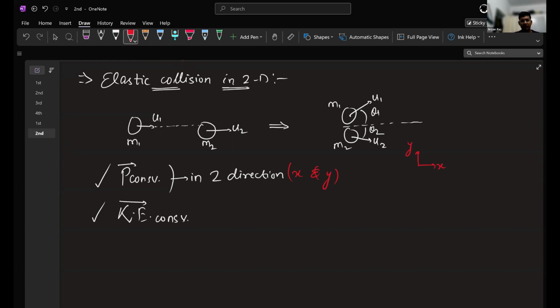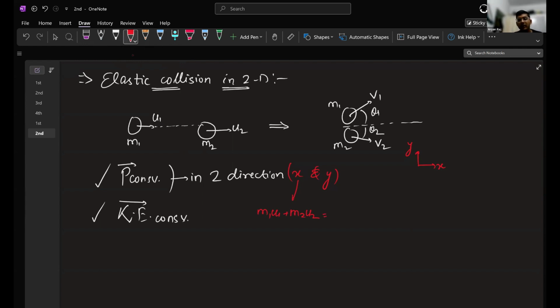So when we apply momentum conservation in the x direction, what will we write? The initial momentum in the x direction is m1 u1 plus m2 u2. Is that right? Pranav, initially only x direction velocity is there for these two blocks, right? So m1 u1 plus m2 u2 is the initial momentum of the particles combined in the x direction. After the collision, this is v1, this is v2.